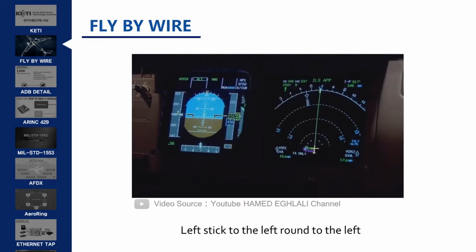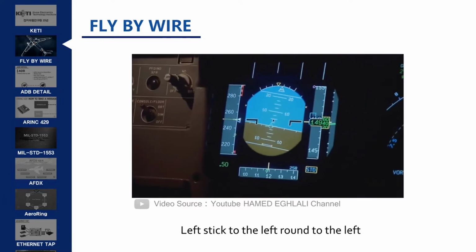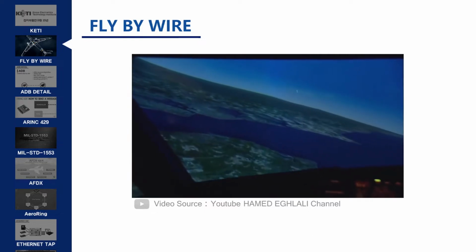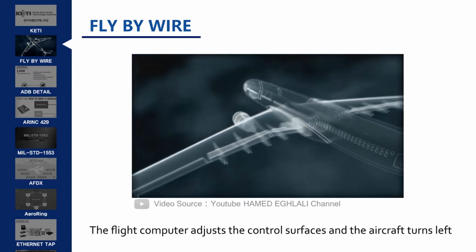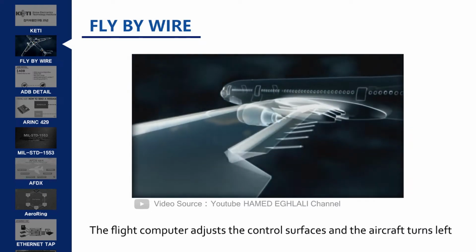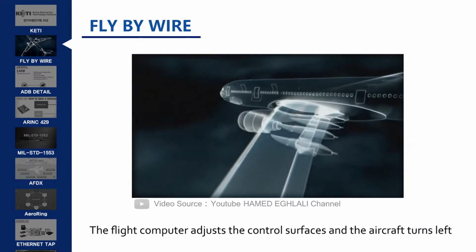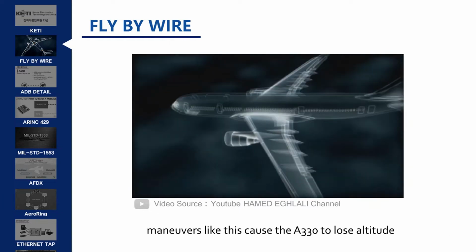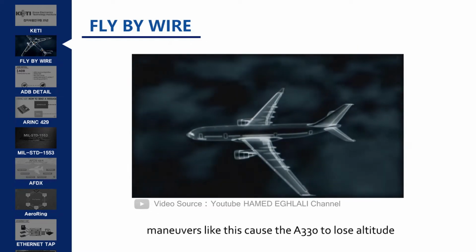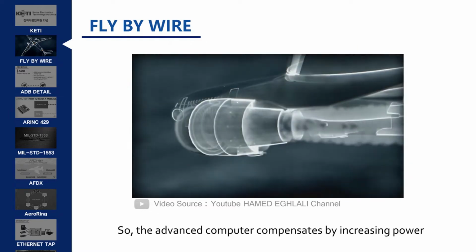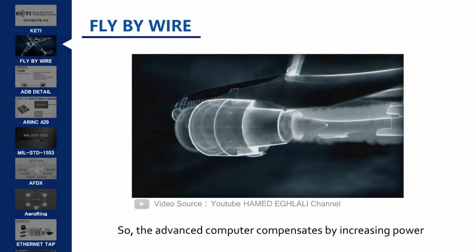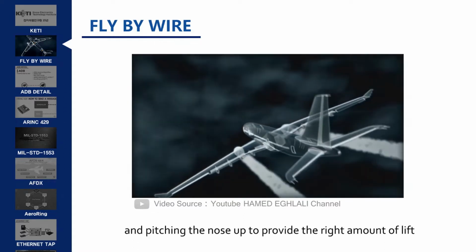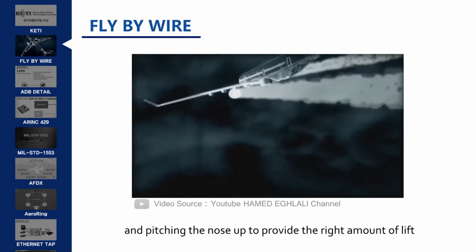So if I want to go to the left, stick to the left. Round to the left. The flight computer adjusts the control surfaces and the aircraft turns left. Maneuvers like this cause the A330 to lose altitude. So the advanced computer compensates by increasing power and pitching the nose up to provide the right amount of lift.